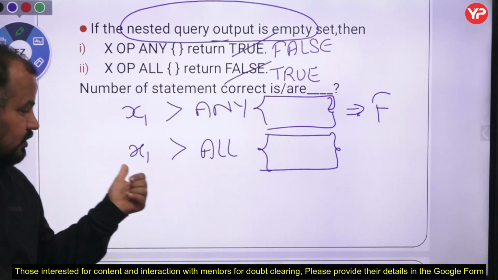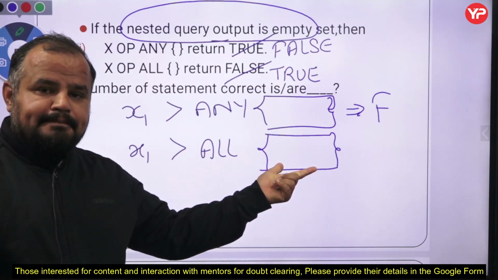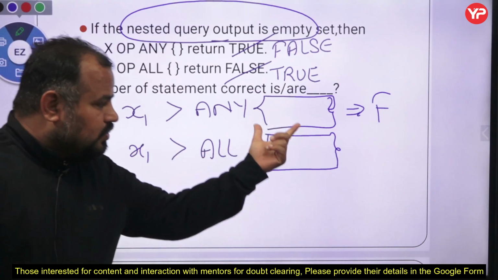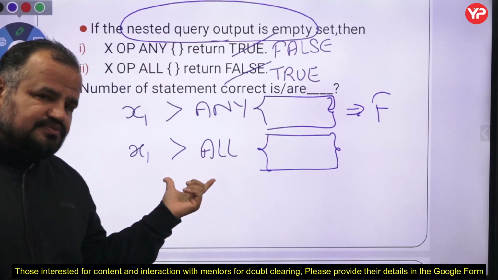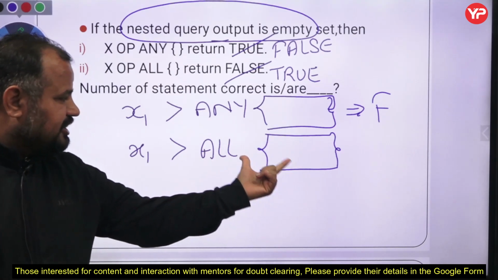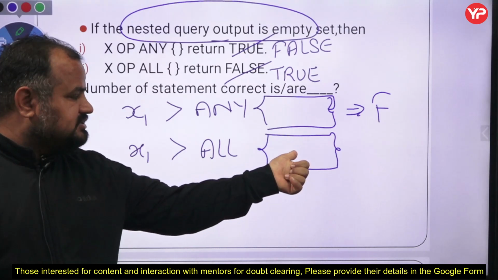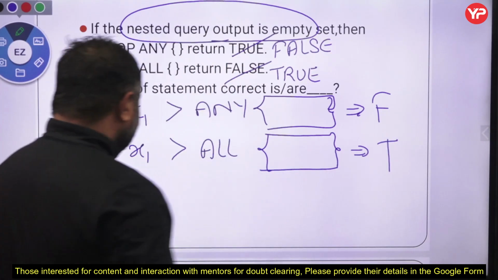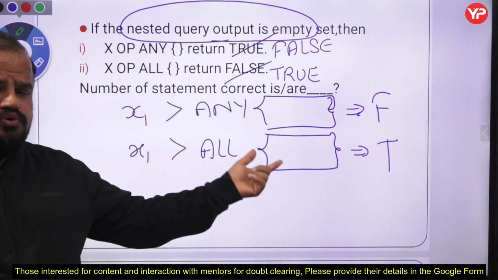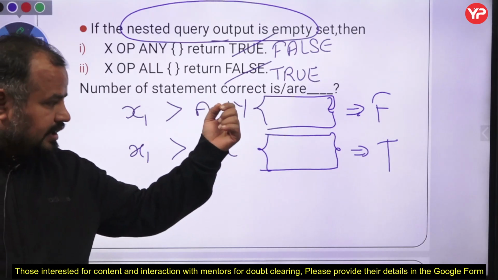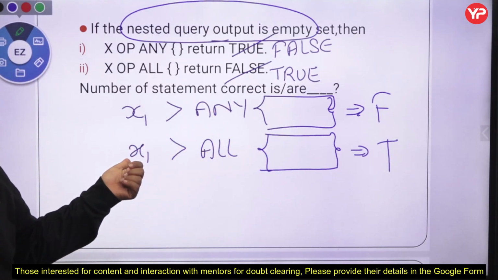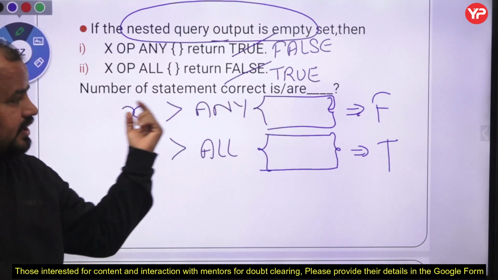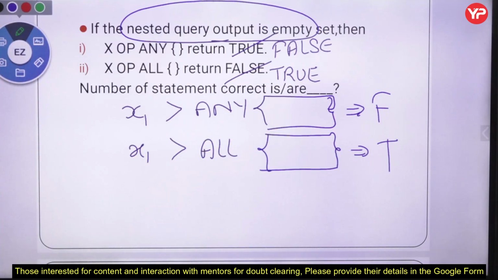But in the case of all, 5 greater than all of the empty set, instead of proving, we go for disproving. Are you able to disprove this statement? No, because to disprove it, you must have at least one value in your set which dissatisfies this. That's why it returns true, because in the case of all, disproving is the easy one. But you must have some values to disprove it, and since you are unable to disprove it, it is always true. But in the first case, you are unable to prove something. Fine, that's the main reason.